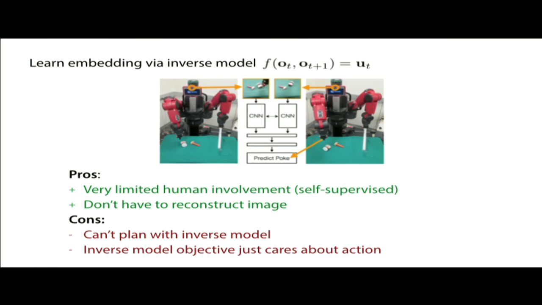The second thing is that the inverse model objective is trying to predict the action, and as a result, it really just cares about the action. So it won't try and reconstruct the entire image, but will really just focus on what matters for the action. It will ignore things that aren't relevant to the action, and it could potentially ignore things like the object or other task-relevant things that aren't exactly correlated with the action.